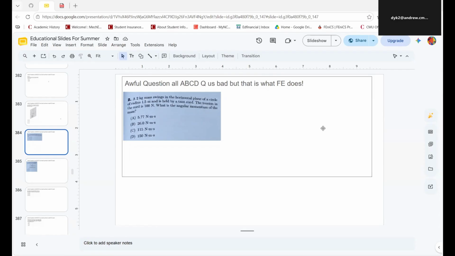So angular momentum is H equals r cross mv, otherwise known as r cross p. With that said, we can now solve this. How we're solving it is simple. First of all, we're looking at a circle over here. We have 100 newtons over here.